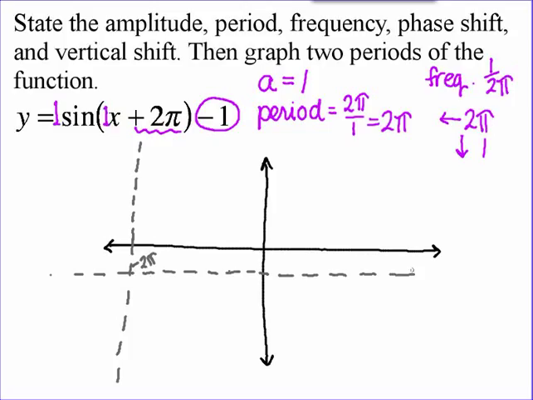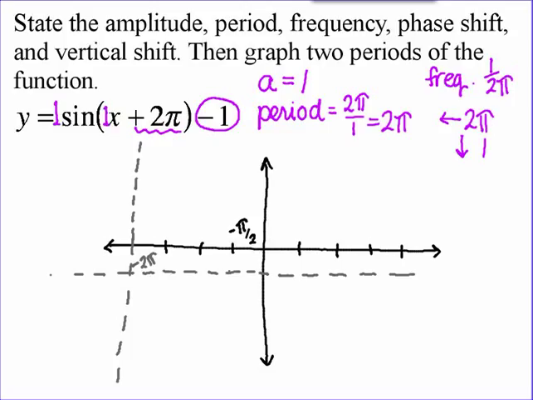Now the period is 2 pi. So what I'm going to do is cut this into half and then cut each of those. So each tick mark is going to be how far? Yep, pi over 2. And then remember I'm going to go out here to 4 more. So there's my starting point.